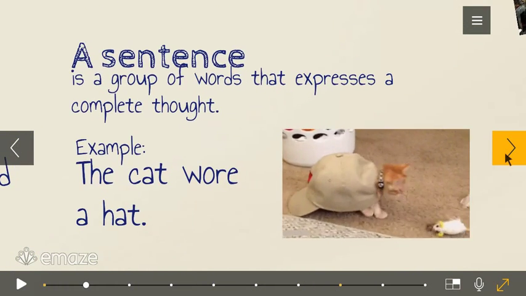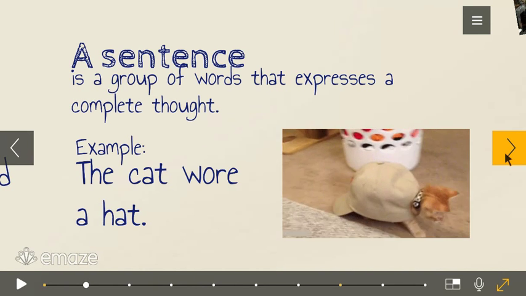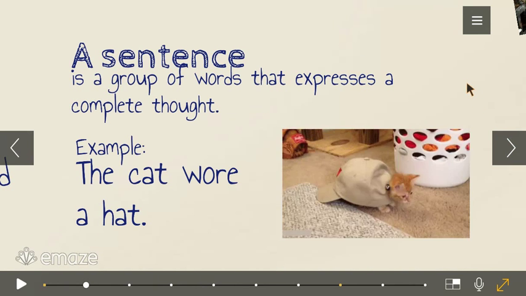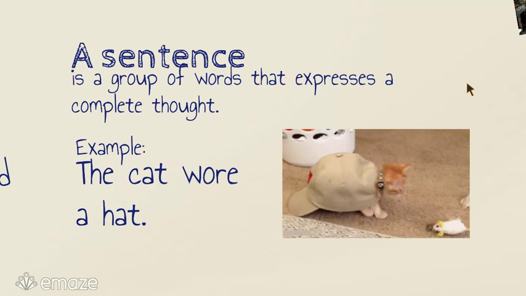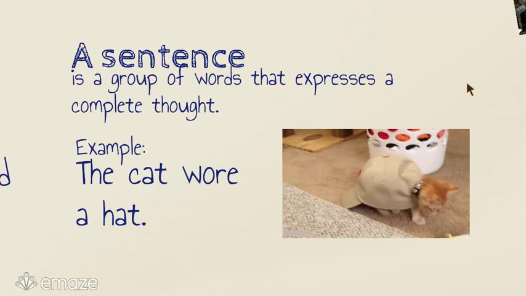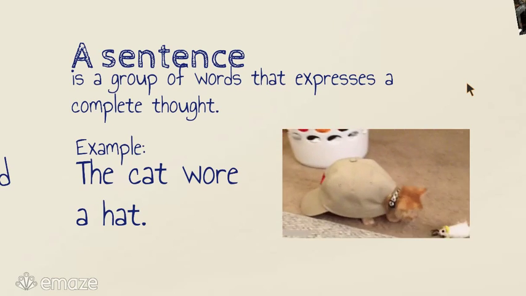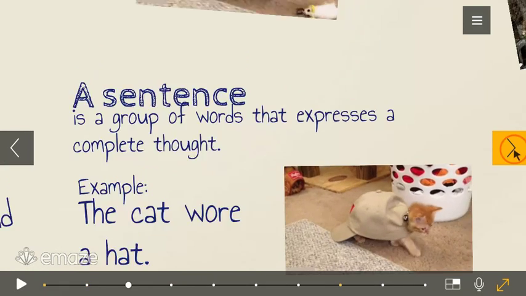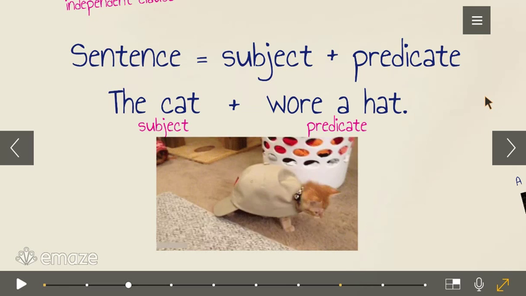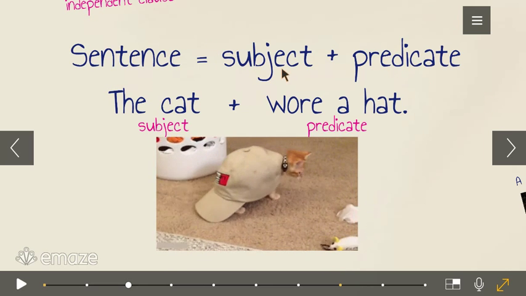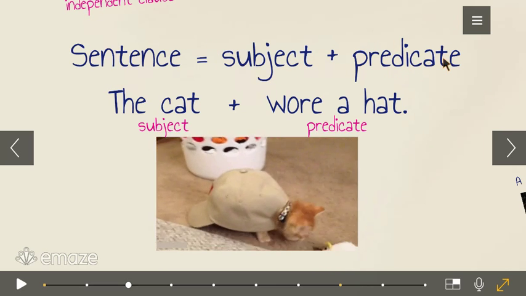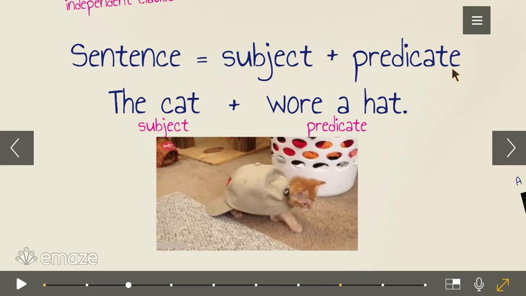First of all, a definition. A sentence is a group of words that expresses a complete thought. For example, here's a sentence: the cat wore a hat. It's a complete thought. The reason that is a complete thought is because it contains the two important pieces of a sentence, the subject and the predicate. The subject plus predicate equals sentence.